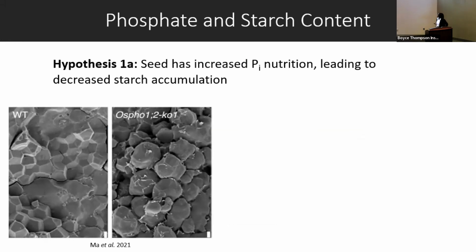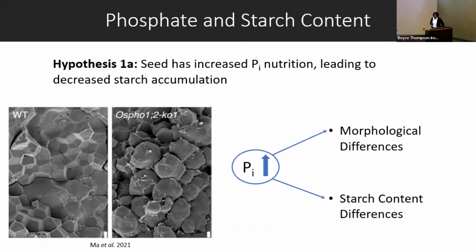If you recall, part of our hypothesis stated that increased phosphate levels would likely lead to a decreased starch accumulation. If high phosphorus does indeed lead to seeds having decreased starch levels, we would expect to see morphological differences between the wild type and mutant seeds, as well as differences in overall starch content.